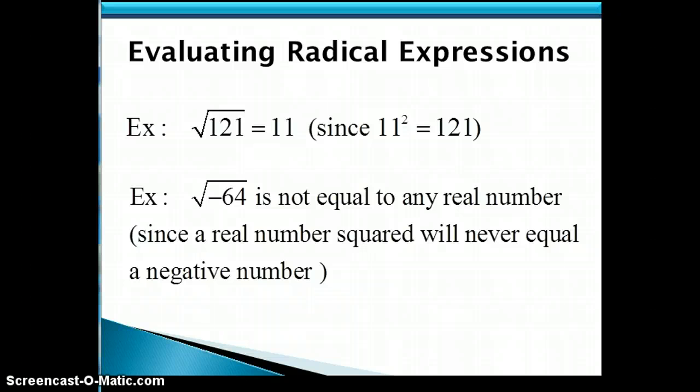What if we had the square root of a negative number, like the square root of negative 64? Well, this is not equal to any real number, since a real number squared will never be equal to a negative number. So there is no non-negative number that exists such that when you square it, you could ever get negative 64 as a result. So we just say that it's not equal to any real number.